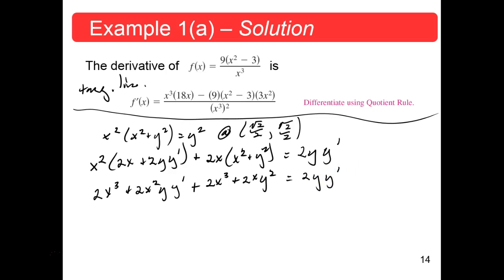Now we've got everything done there. Now we can combine some like terms. I only see 2 that we can combine. What are they? Your 2x cubed. So let's get those. What would that combine to? 4x cubed plus 2x squared y prime plus 2xy squared equal to y prime.